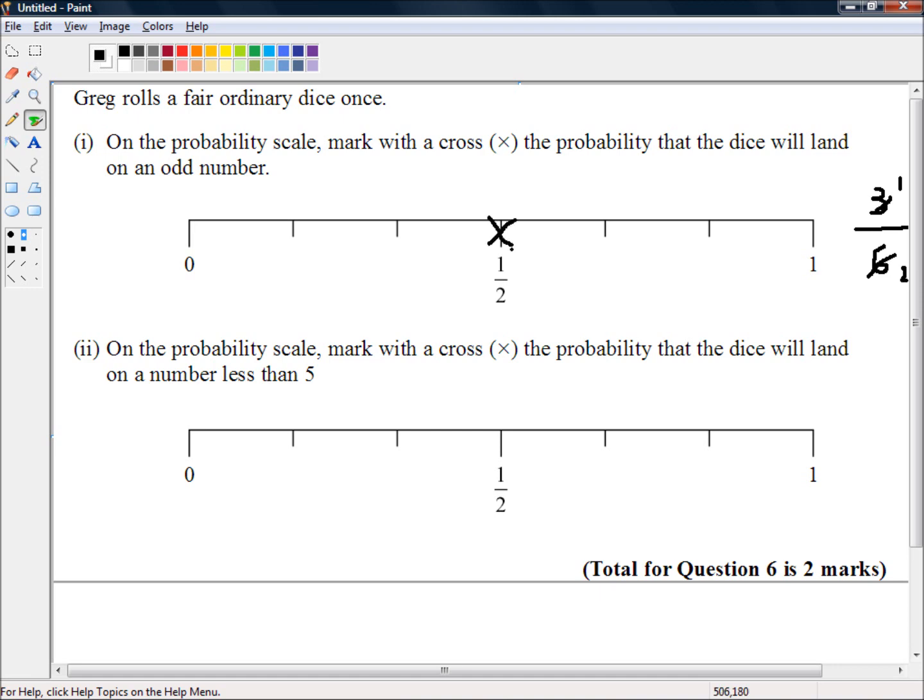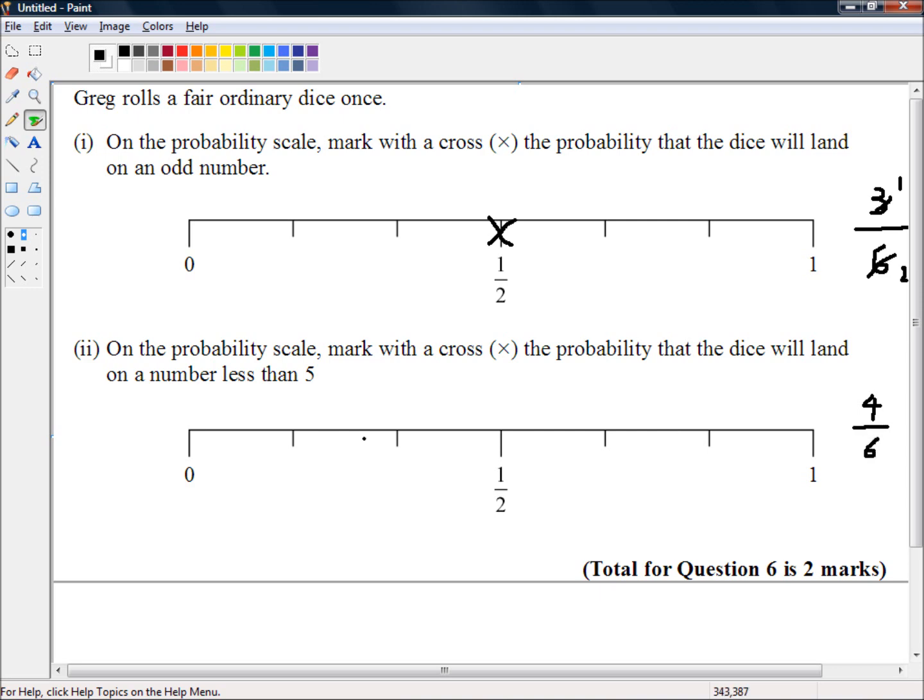And part 2 says, on the probability scale, mark with a cross the probability that the dice will land on a number less than 5. So we've got the numbers 1, 2, 3 and 4, which are all less than 5, and there are 6 possible numbers, so that's 4 out of 6.